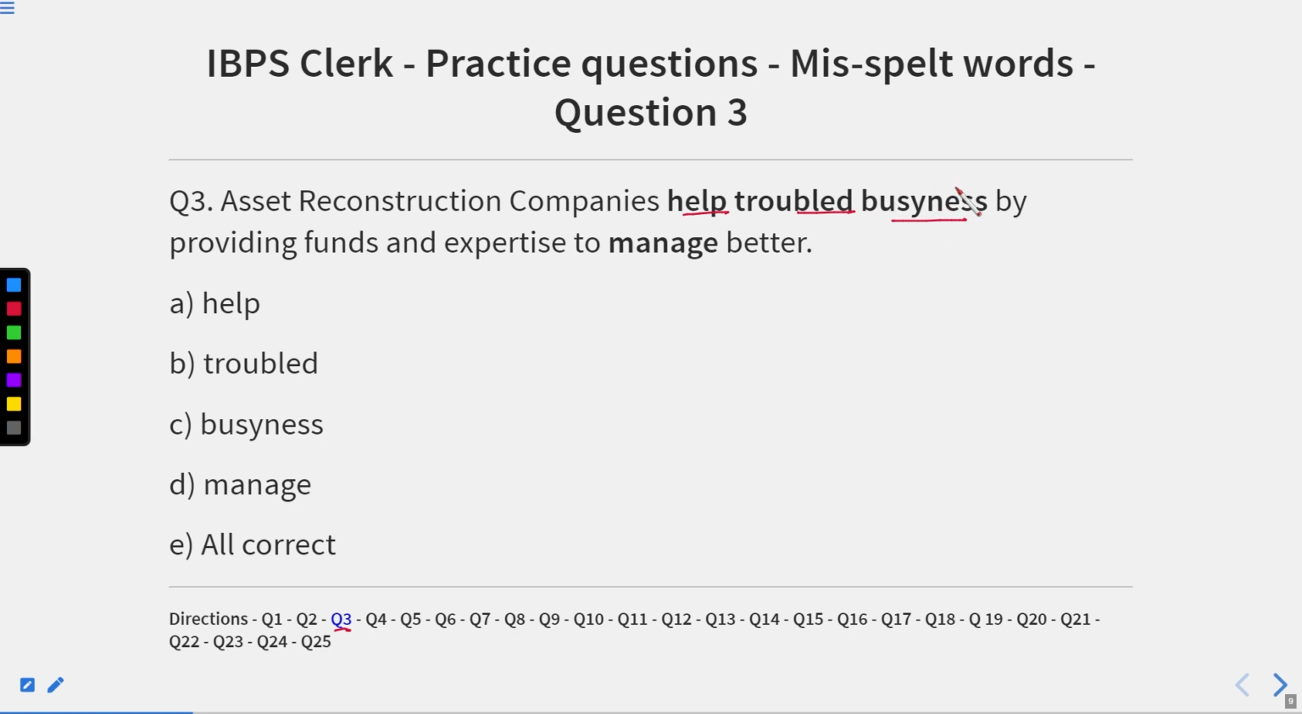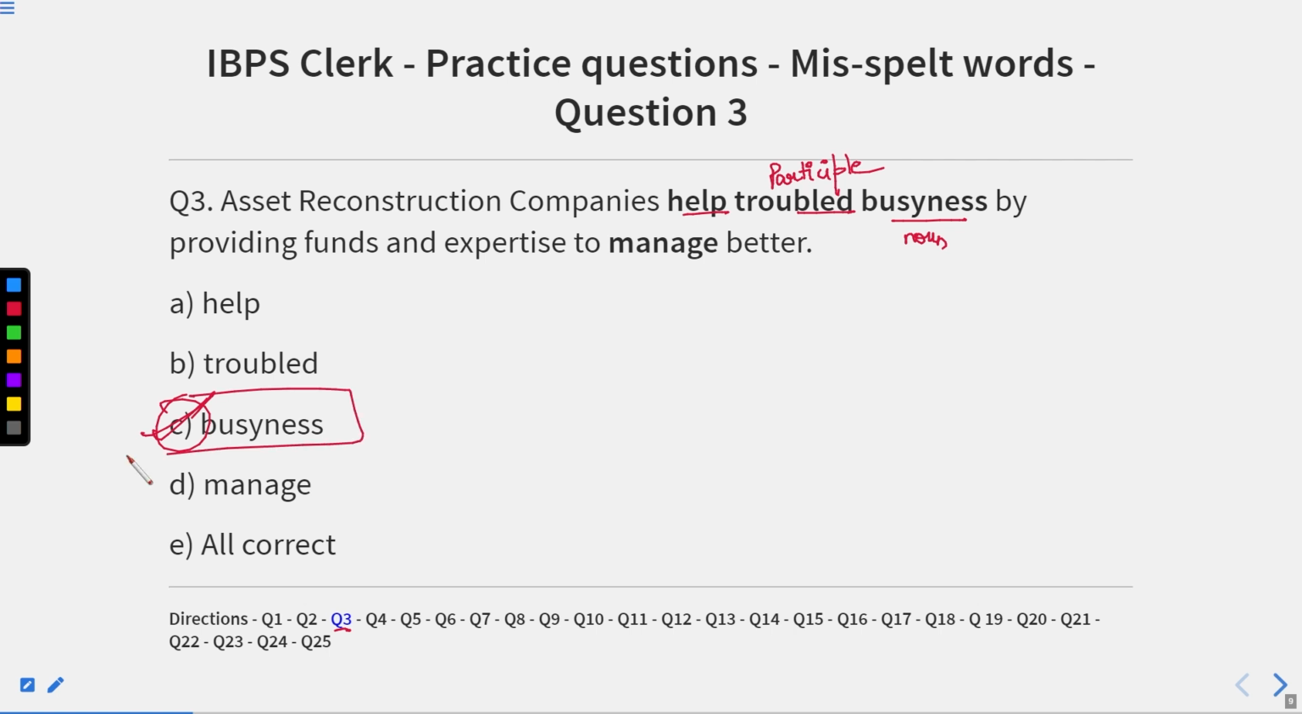Business. What does this business refer to? If we talk about the word busy, busy means being occupied or involved in some work. But here it is written business. And if we see the word prior to it is troubled, this is actually a participle, or you can say adjective. So participle basically refers to the words which qualify a noun. So here we need some noun. And it is written business. Business is not an appropriate or suitable word over here.